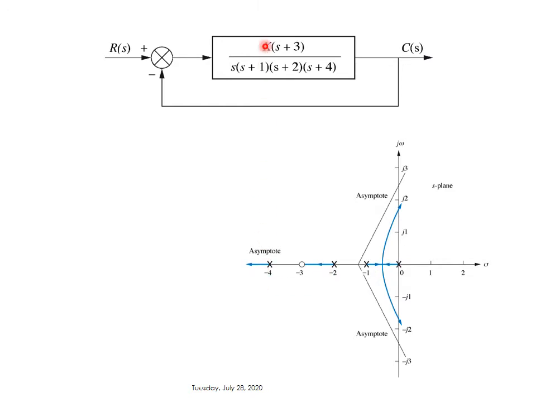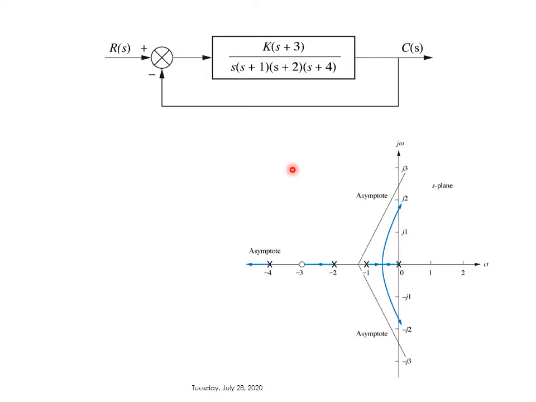From one of the rules in sketching the root locus, the first rule says the number of roots will show you how many branches you have. So there will be 1, 2, 3, 4 branches, and in another rule it says they start at poles and end at zeros. But when we look at the numerator, we can see that there's only one zero, which is at minus 3.